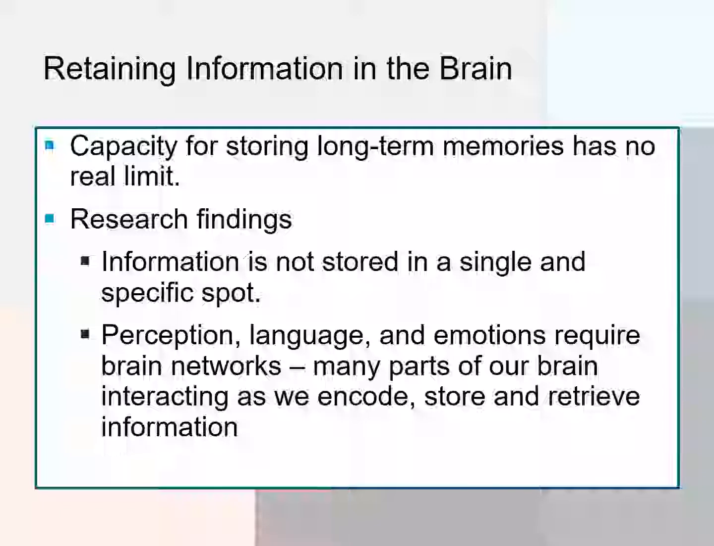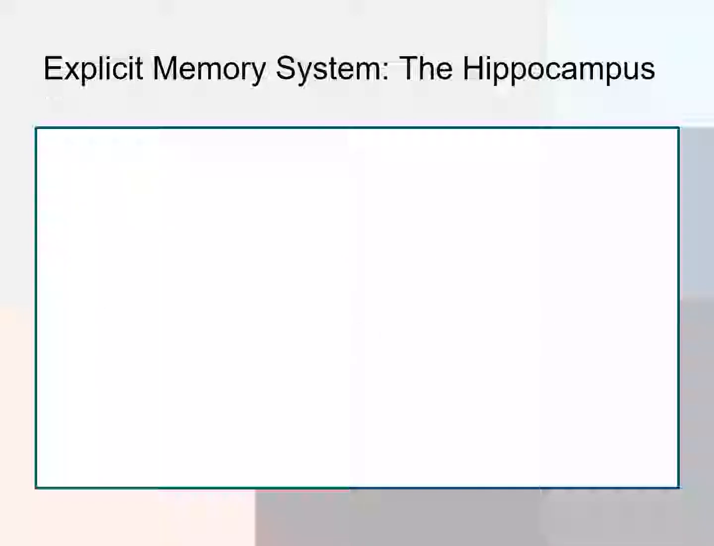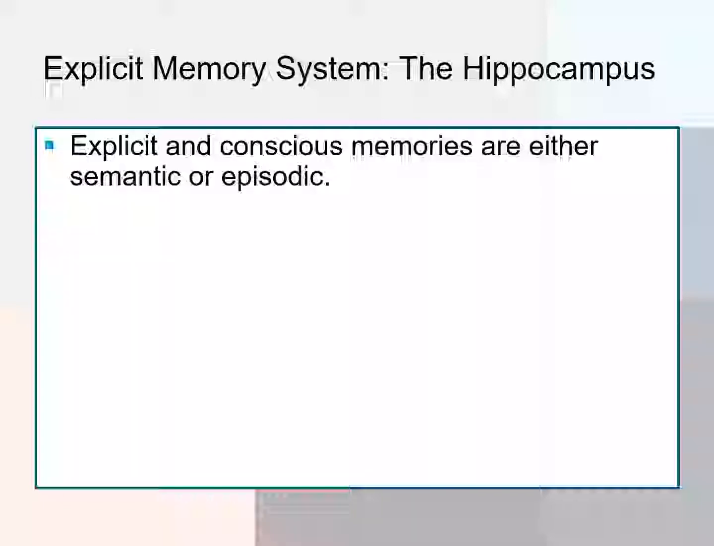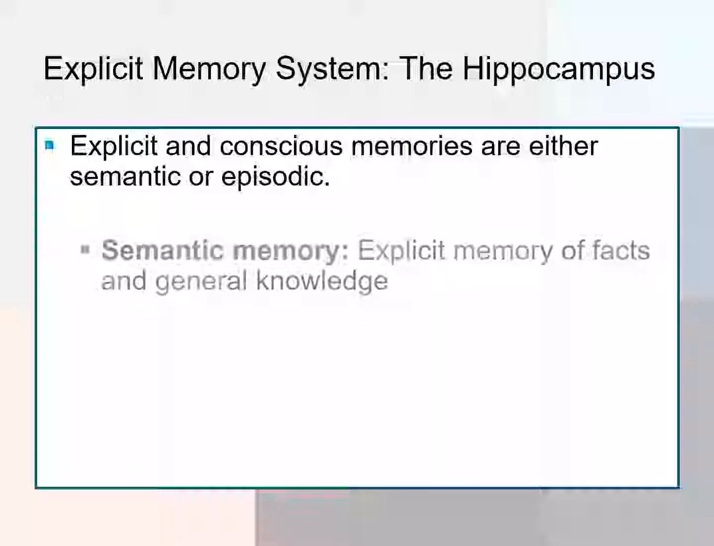But it's sort of this big web of neurons that get activated based on relevant information. So the explicit memory system involves the hippocampus, which is a part of your brain. You'll learn in chapter 2, but I'll also show you a picture in a little bit. So explicit and conscious memories are either semantic or episodic.